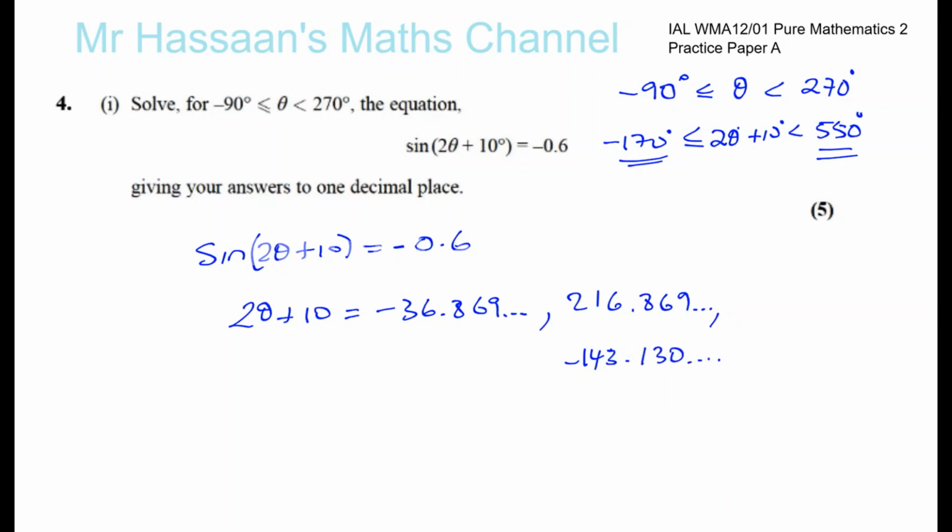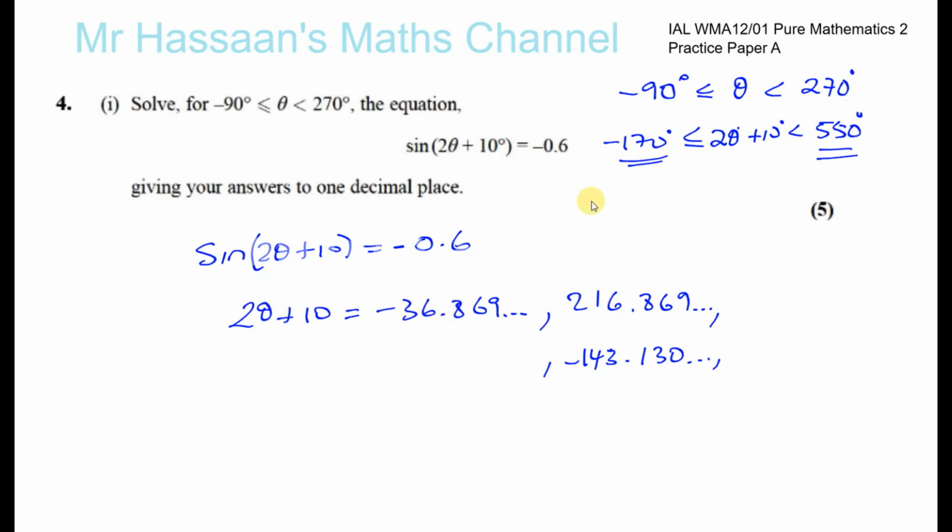If I go backwards again, taking away another 360 from this, I'm going to be outside of the range. If I add 360 to this, of course I'm going to be outside of the range, because 360 plus this is going to be 576. So these are the two solutions from this part. And from the other part, if I take away 360, of course I'm going to be out of the range. If I add 360, I should be in the range.